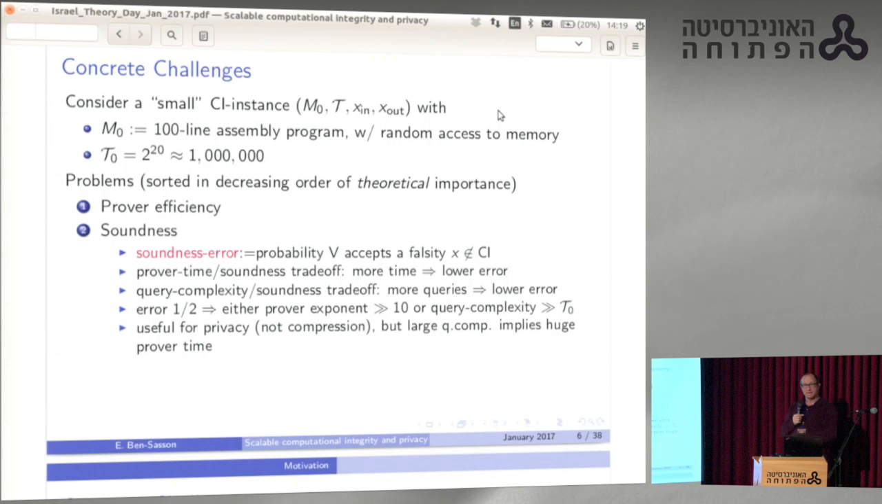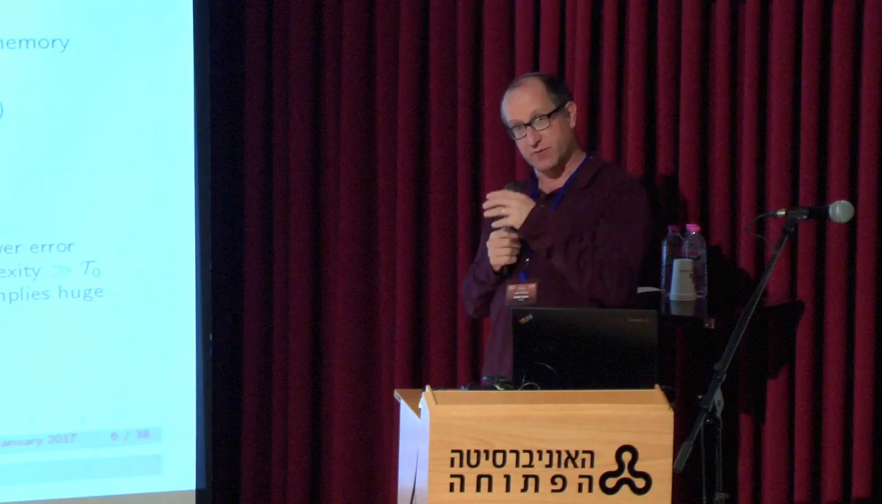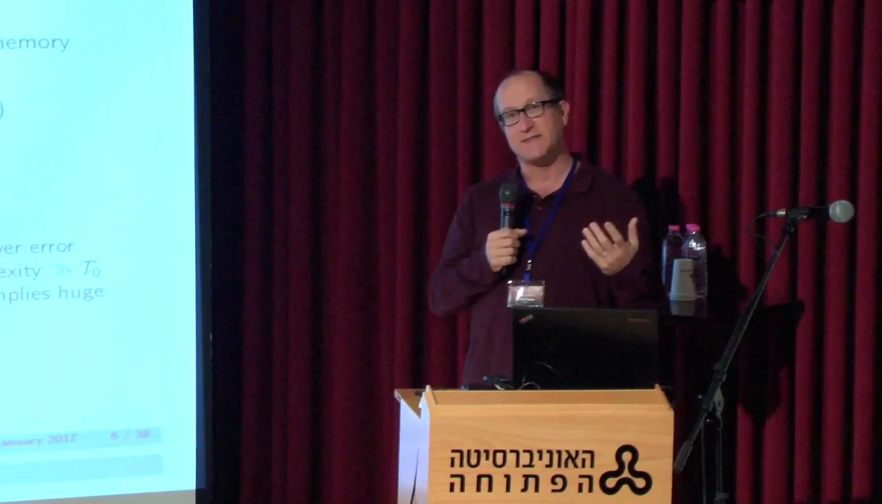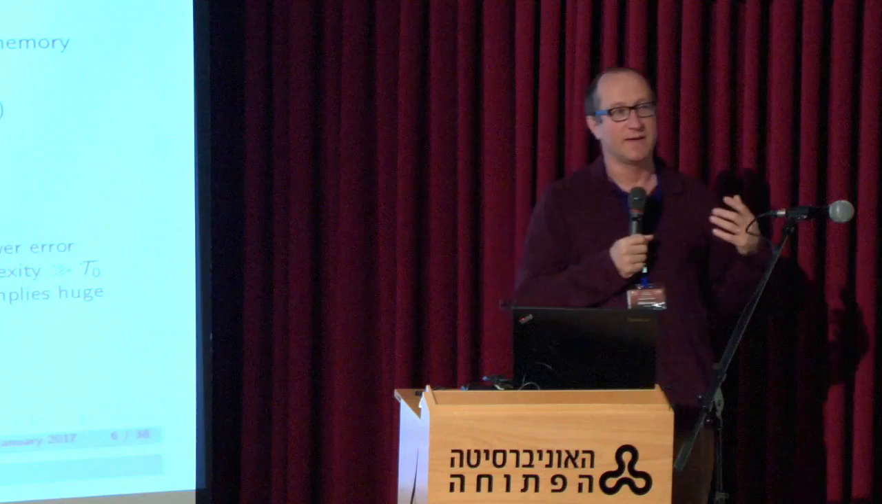Now, you could say that this is still useful for privacy, not for compressing computation, right? But it turns out that when you have large query complexity, and you want to keep zero knowledge, you need very, very long proofs. And this would, again, blow up things and make it impractical.